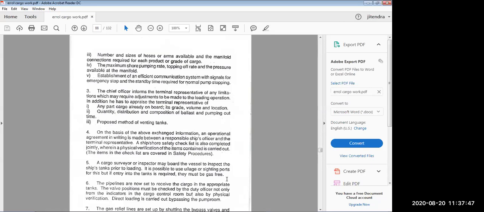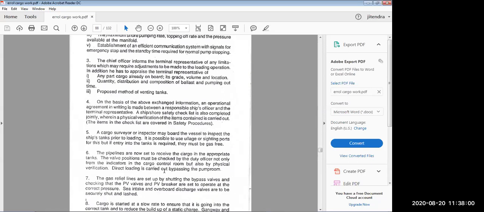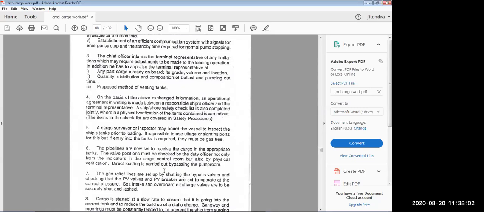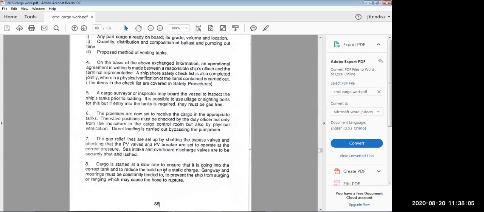Then all safety checklist is completed. Surveyor will inspect the tanks and other readiness of inerting and crude oil washing on the ship. Then the pipelines will be checked to set. Cargo will be started slowly. Pipelines will be checked for leakage. Manifold connection also will be checked.